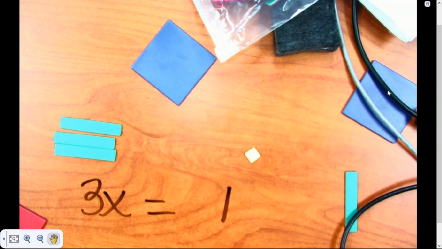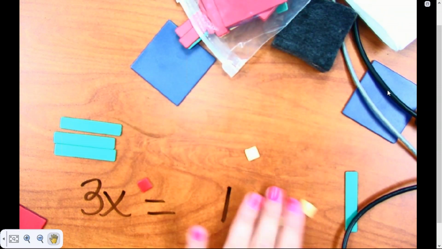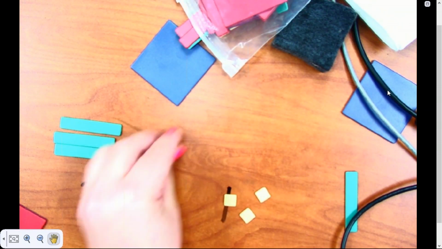Okay, and when I showed him, that's probably a really bad example. I need to get more of my tiles out. Okay, here we go. 3x = 3. How about that?